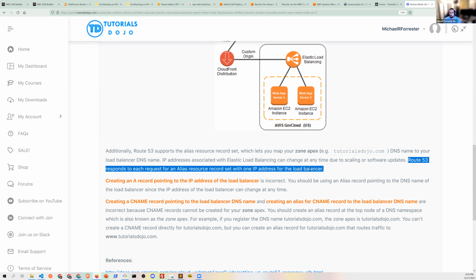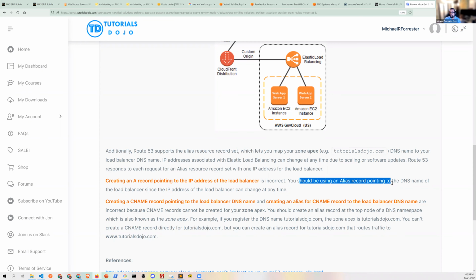But it is an A record, right? It's an A record because you need to actually have an IP address associated with the apex of the domain. So an A record pointing directly to an IP is incorrect because you need to be using an alias, because it's going to return any of the IP addresses.